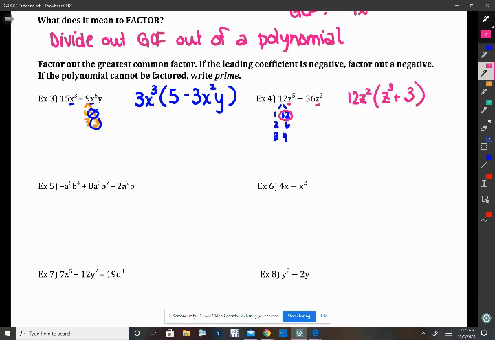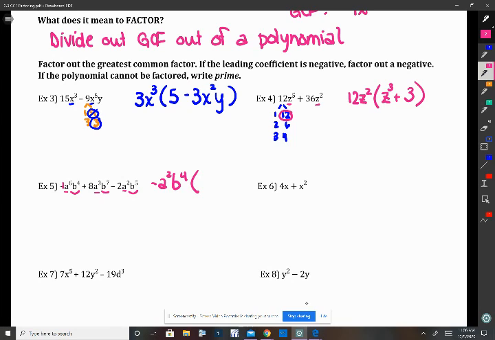So when I look at example 5, same idea. I look at my smallest number. There's really a 1 sitting here. That's my smallest number. Usually if you have a negative, you like to take the negative out. So I'm going to take a -1 out. And then you look at your letters. So they all have an A in common, and the smallest power is a 2. They all have a B in common, and the smallest B exponent is 4. And then we just divide.